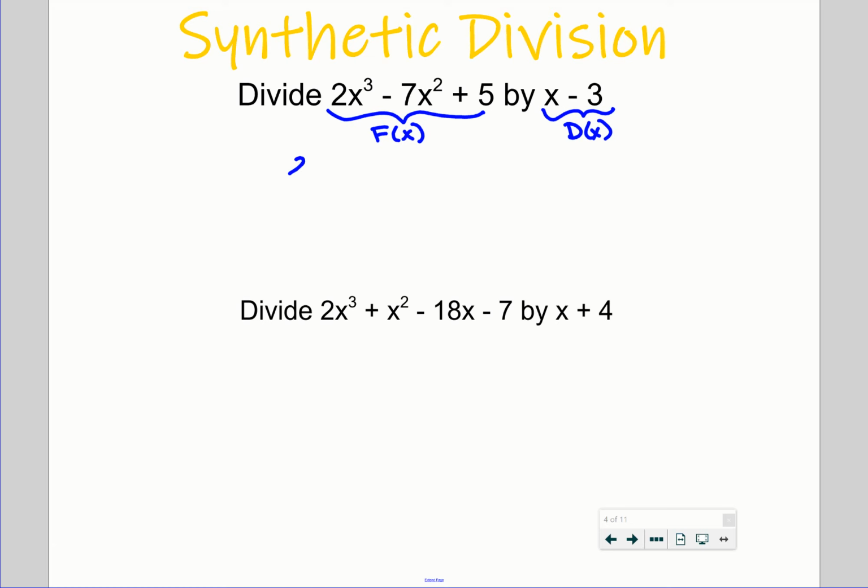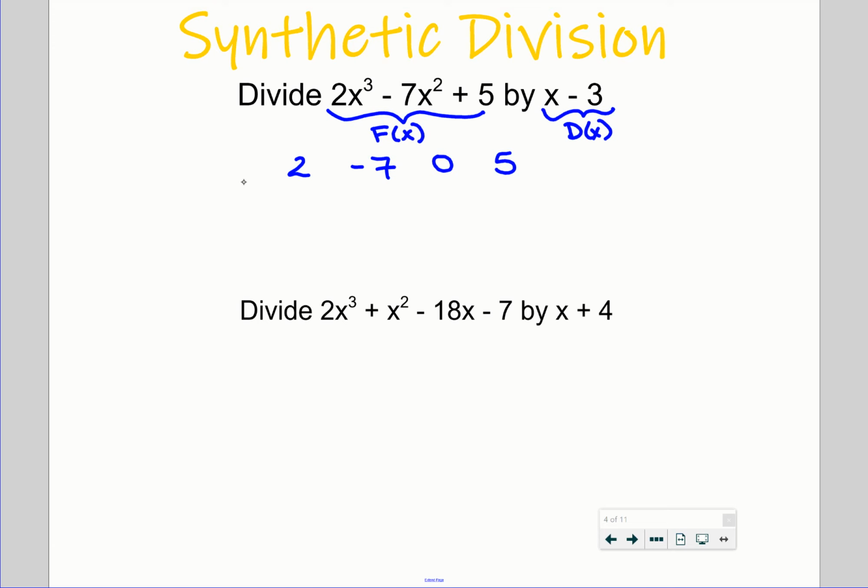If you are missing a variable power, so x squared has a negative, or x to the second has a negative 7 in front, you'll notice I don't have an x to the first at all in this problem, so we're going to put a 0 as a placeholder for that, and then a 5. So I've got all my powers accounted for, 3, 2, 1, and then x to the 0, or my constant.